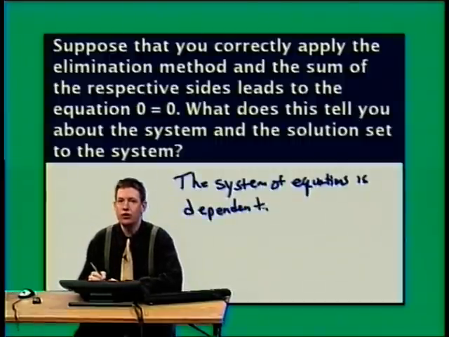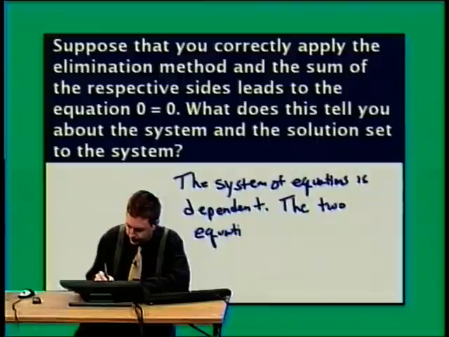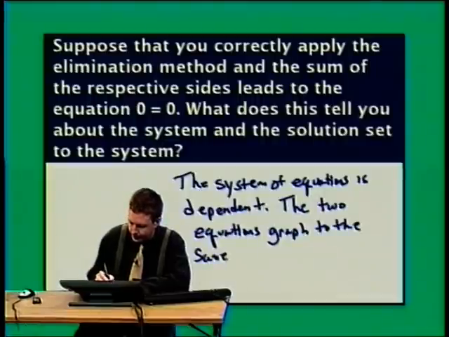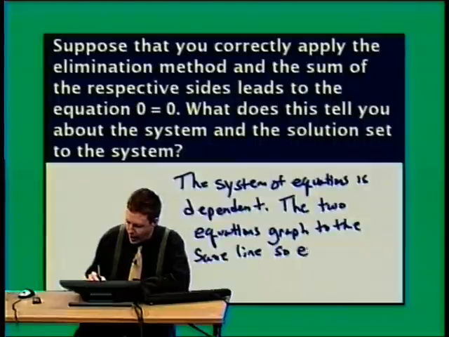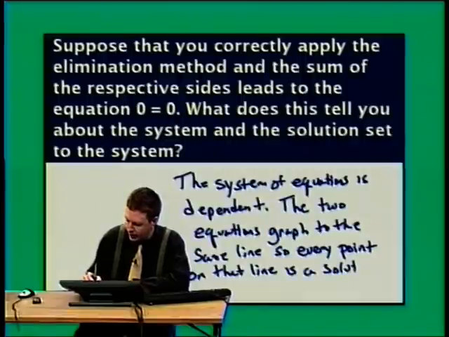Now, when you're working with two linear equations in two unknowns, and you have a dependent system of equations, what that always means is that, in fact, both of the equations graph to the same line. So what this tells us about our solution set is that the two equations graph to the same line, so every point on that line is a solution to the system of equations.